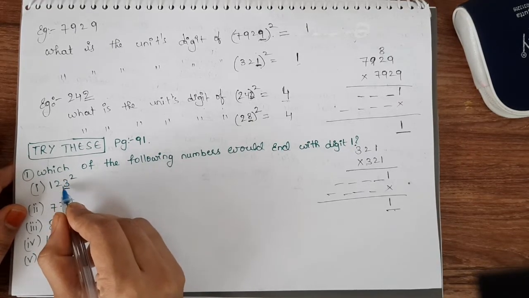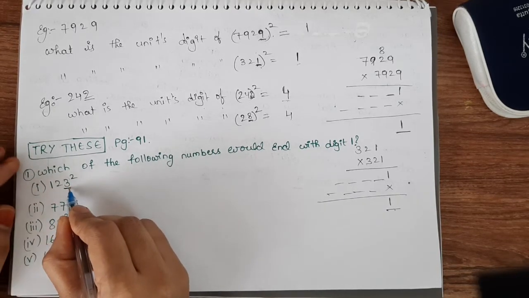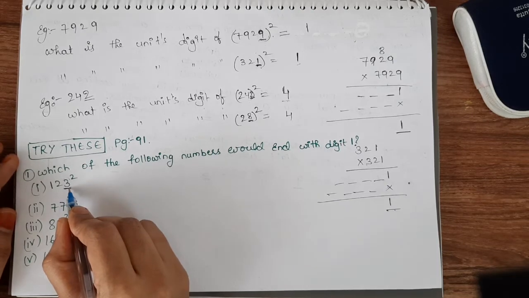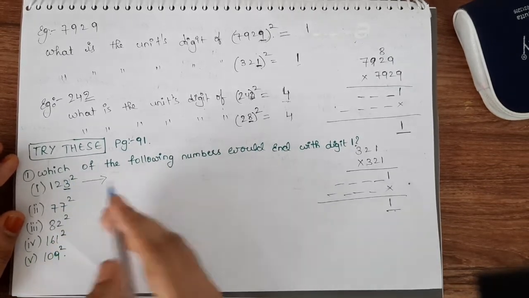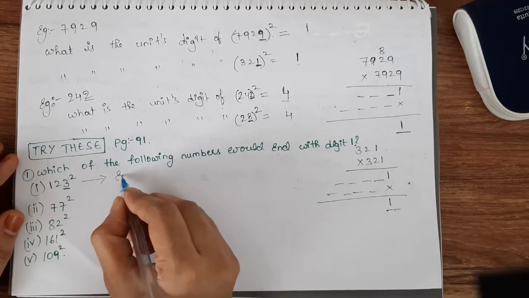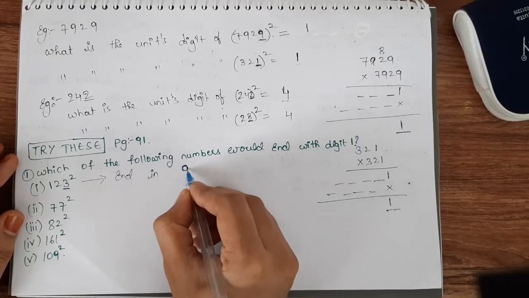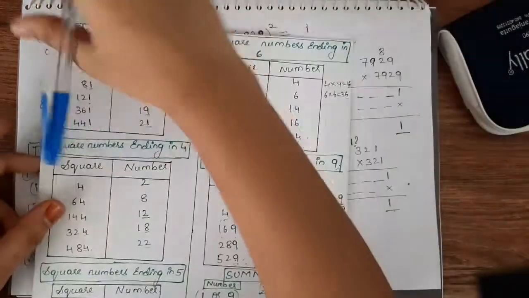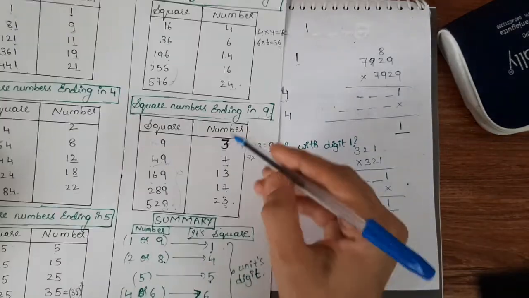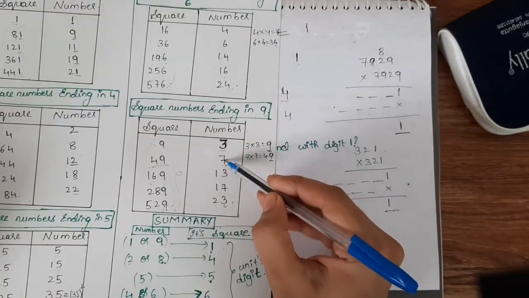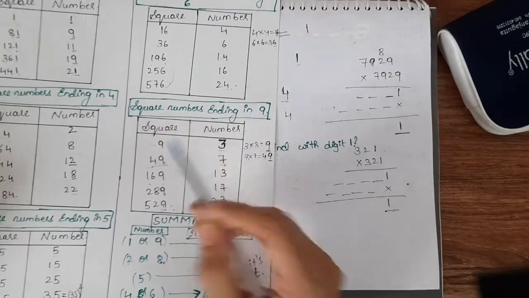You do the square of the units digit, only the square of units digit. What is 3 into 3? It is 9. So the square of this number will end in 9. Okay, as you have already seen, the square of a number which ends in 3 and 7 will end in 9. Okay, the units digit will be 9.